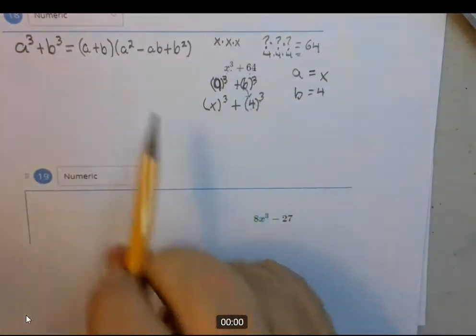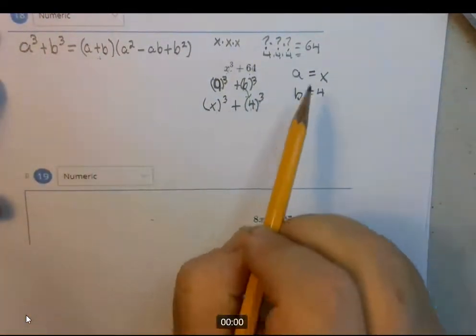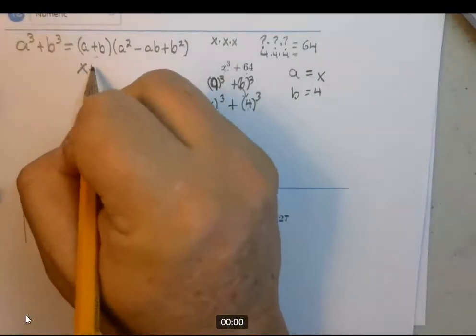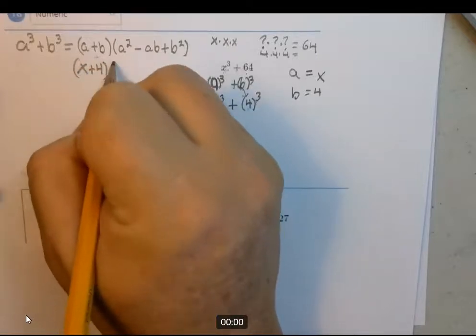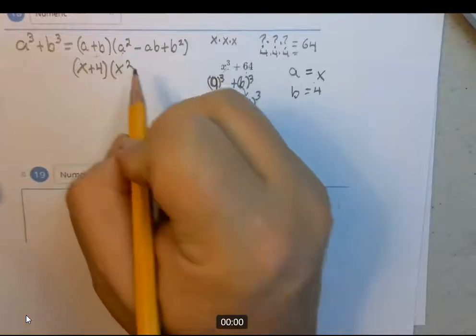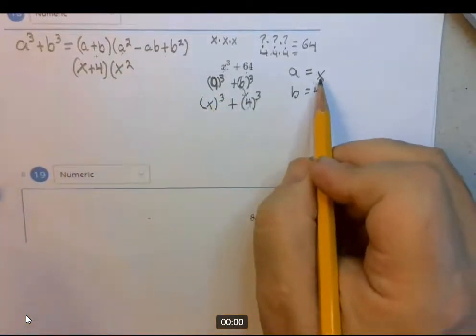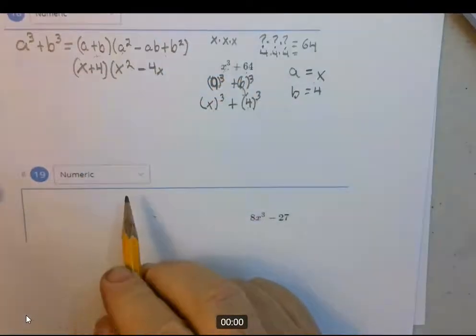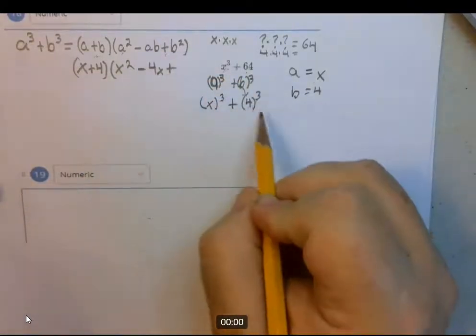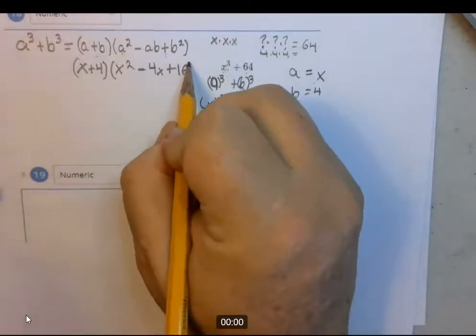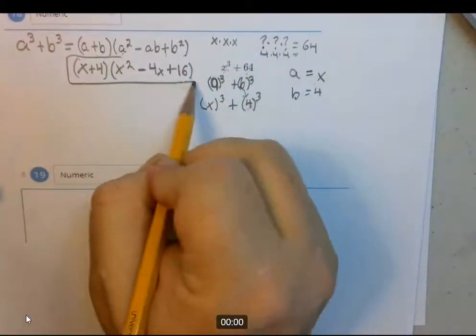Okay, so if I know A and B, I can simply plug in. This is always the hardest part, figuring out the A and the B. Now I can plug it into the equation. So A is x, so this is going to be x plus B, which is 4. And then the A squared is going to be x squared. And then A times B is 4 times x. You always put the number first. So it's minus 4x. And then B squared. B is 4, so it's 4 squared. That equals 16. So that's the answer to that.